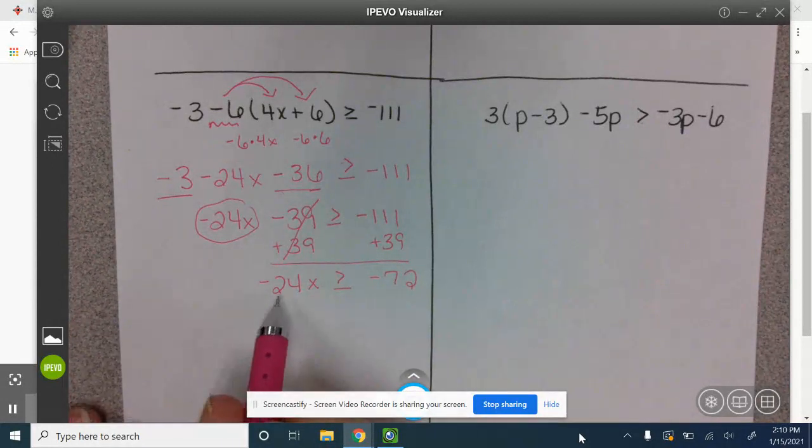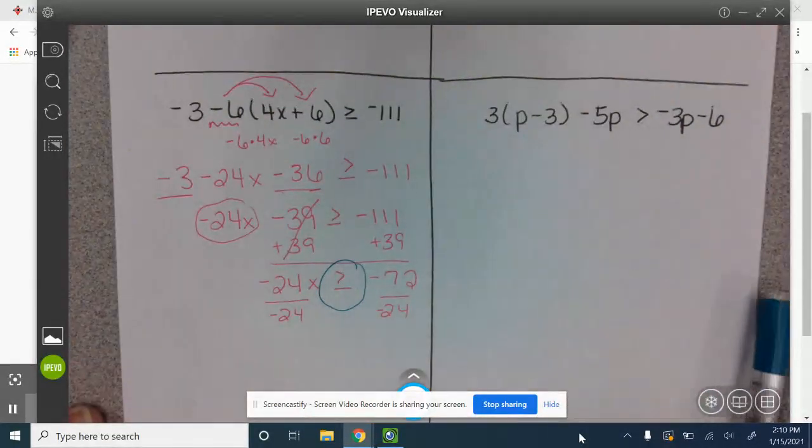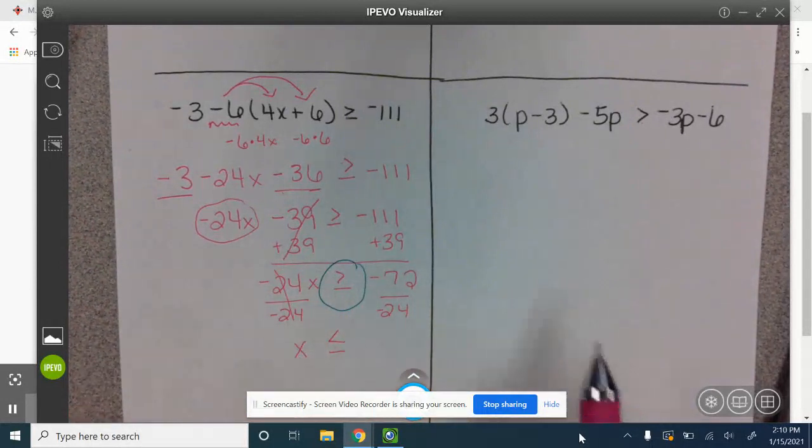So at this point, we have negative 24 times x. How do you undo multiplying? You will divide by negative 24, negative 24. Remember, when you divide by a negative, you have to do something funky with your sign. You got to flip it the other way. So x is less than or equal to a negative divided by a negative is a positive.